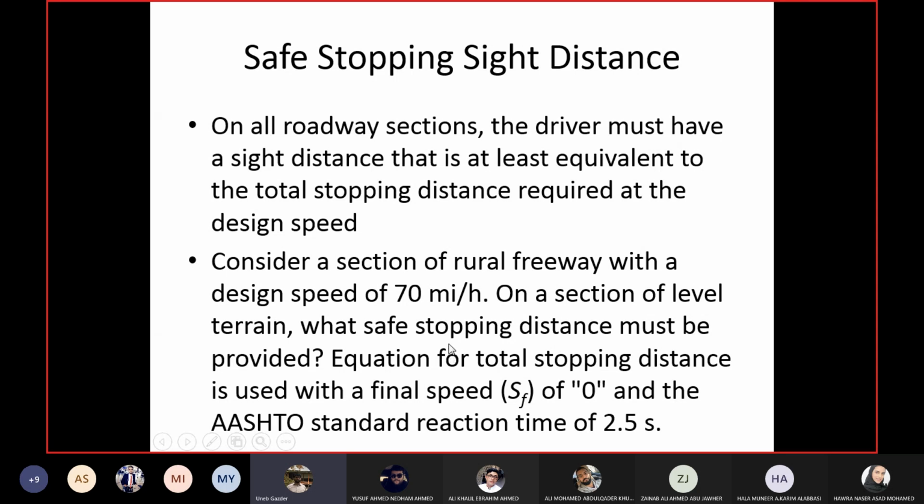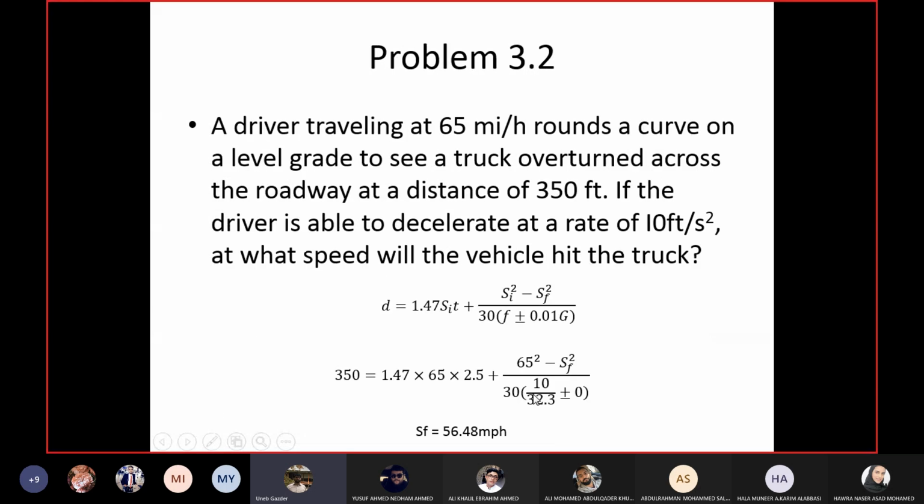Okay. So we will use the equation of total stopping distance. Since we are talking about stopping, SF will be 0. The final speed will be 0. And they are saying use the AASHTO recommended reaction time of 2.5 seconds, which is the reaction time for normal stopping conditions. So this is the equation. Don't look at this question, this is not the question we are solving. We already solved that. I'm just trying to use the equation here.